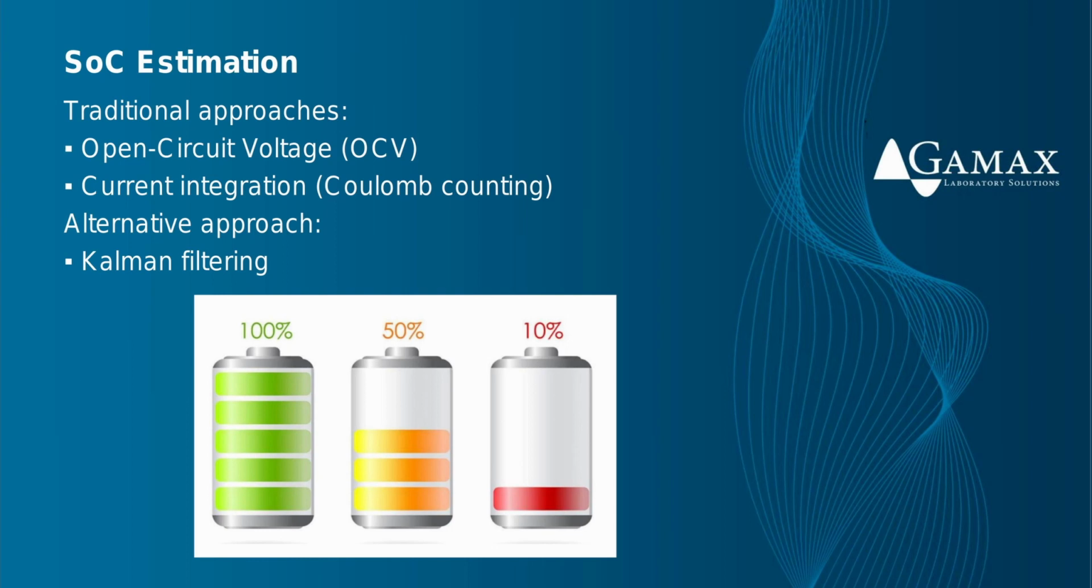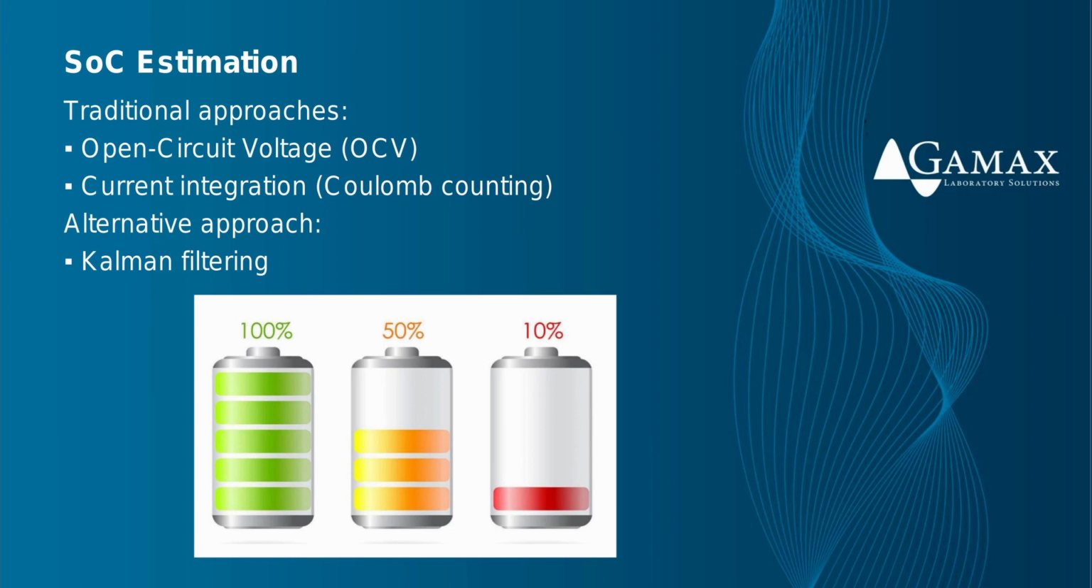Traditional approaches to state of charge estimation, such as open circuit voltage measurement and current integration, also known as Coulomb counting, can be reasonably accurate for cell chemistries with a significant open circuit voltage variation throughout the SOC range, as long as current measurement is accurate. However, estimating the state of charge for battery chemistries that show a flat OCV-SOC discharge signature is quite challenging.